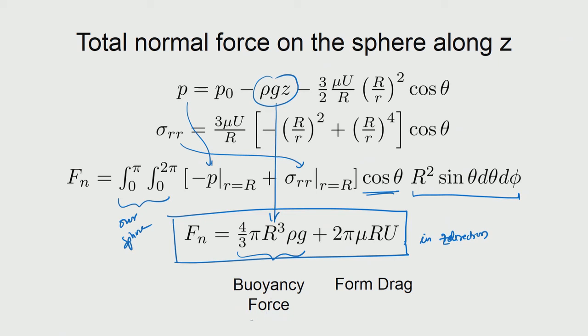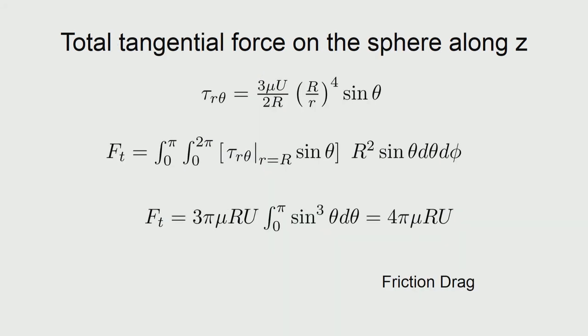So this actually is a buoyancy force because it is basically caused by the gravity, and this is called a form drag. Okay, and you can do the similar kind of integration for the tangential stresses to give you the normal force or vertical direction force. So tau r theta is substituted, and then this is the area element, and then when you integrate it over the sphere, then you get the Ft as 4 pi mu r into u. So this is actually called as a friction drag.